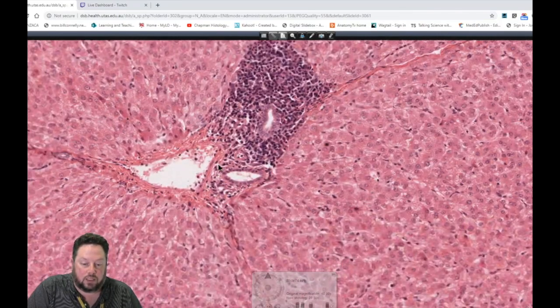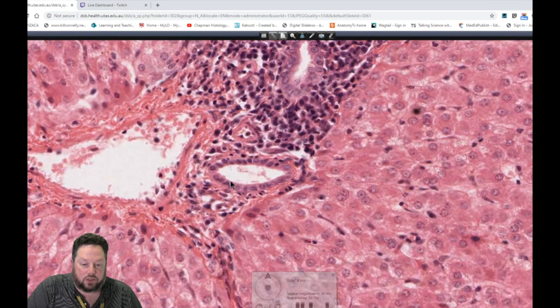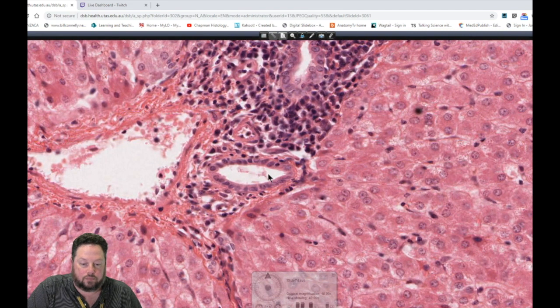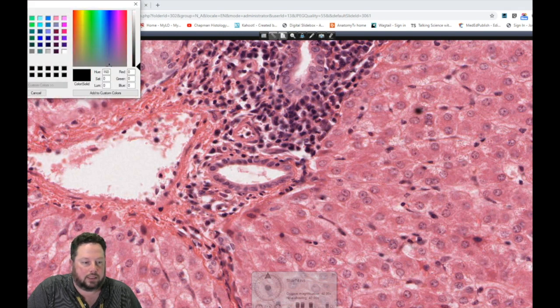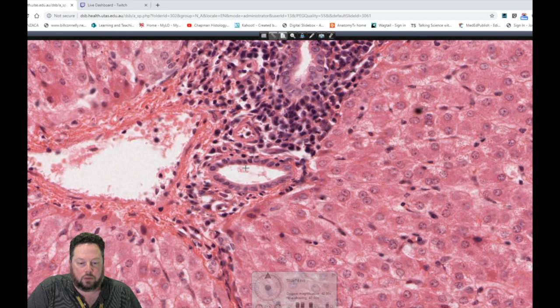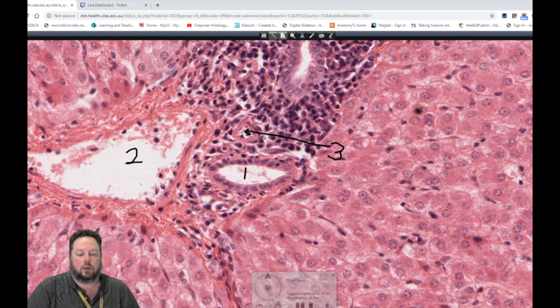So here, what do we think this is? What's this structure here? Right, let's use this little label. We've got structure 1, structure 2, and here we actually have structure 3. Does anyone want to hazard a guess about what structure 1 is?